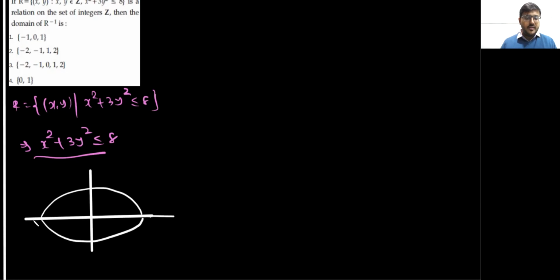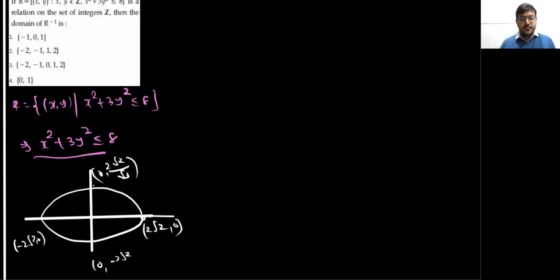With the value of a as 2 root 2. So here (2 root 2, 0). Here (minus 2 root 2, 0). Here (0, 2 root 2 by root 3). And (0, minus 2 root 2 upon root 3). Hope you all are clear with this. See, I can obtain it like this, that x square by 8 plus y square by 8/3 is less than or equal to 1. This is a square and this is b square.